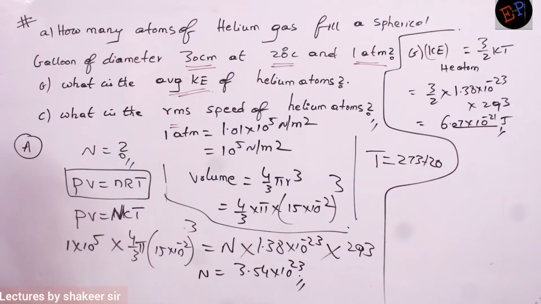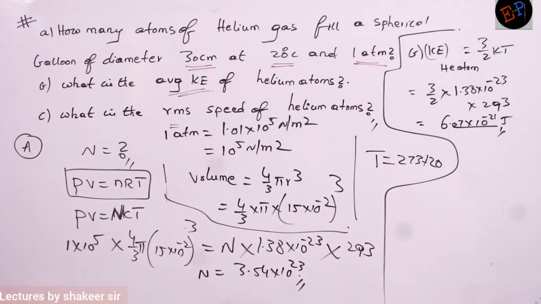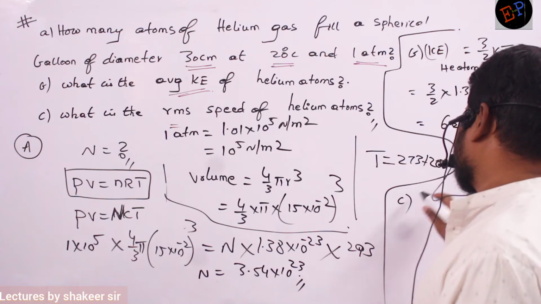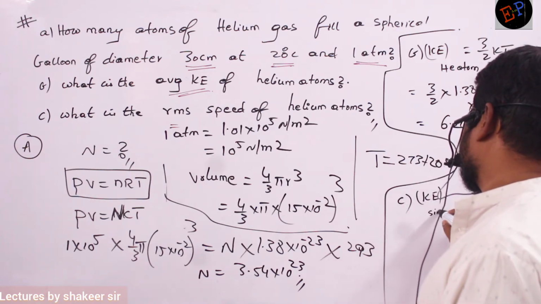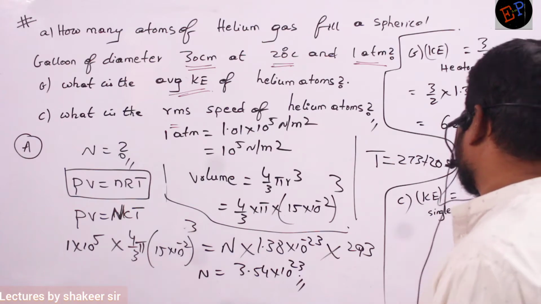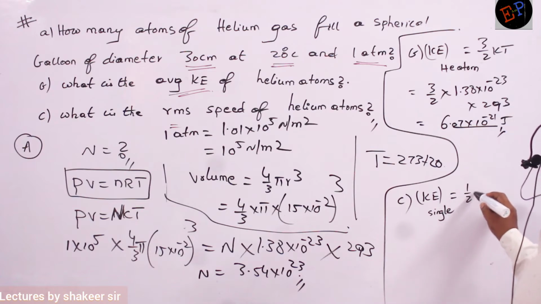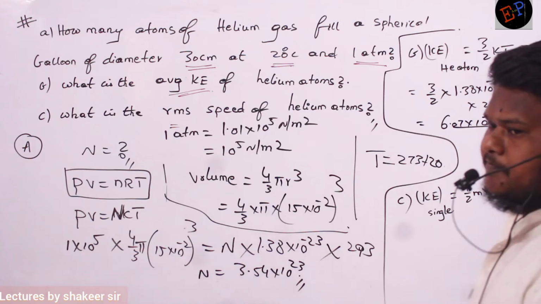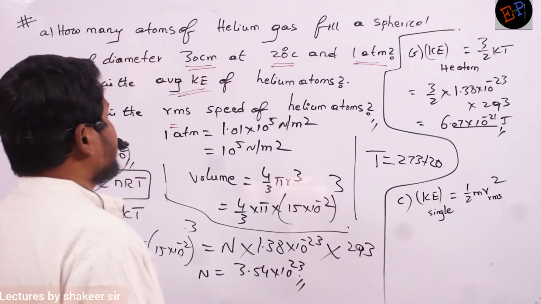Then he is asking one more question. What is the RMS speed of helium atoms? Now, can anybody say how I can calculate the RMS velocity of these helium atoms? So the kinetic energy of a single gas molecule is how much? It is equal to half m v RMS square. This is the formula. The kinetic energy formula is this much.